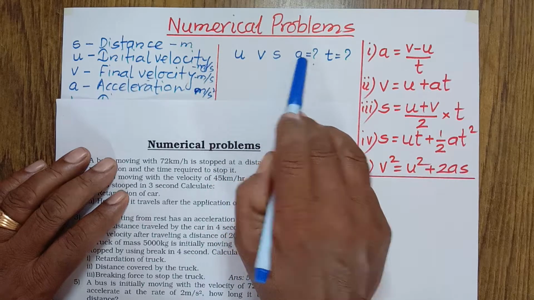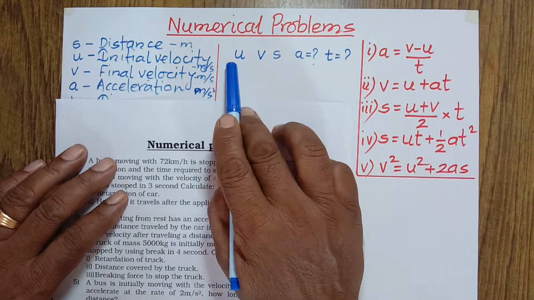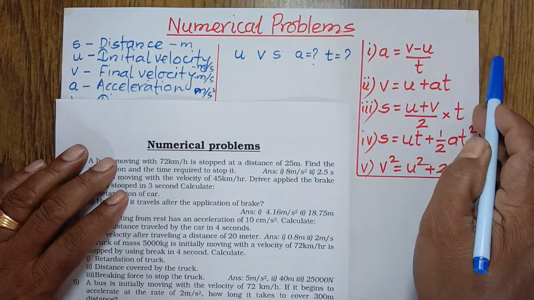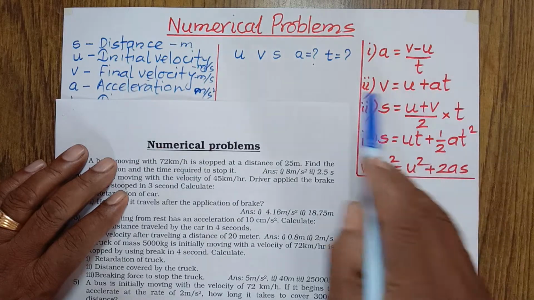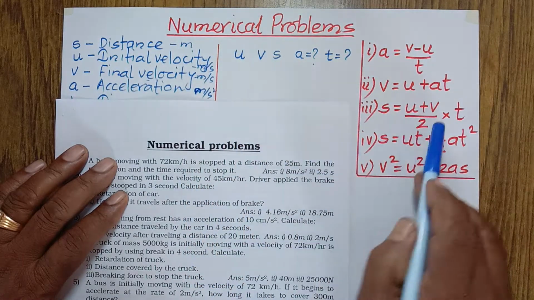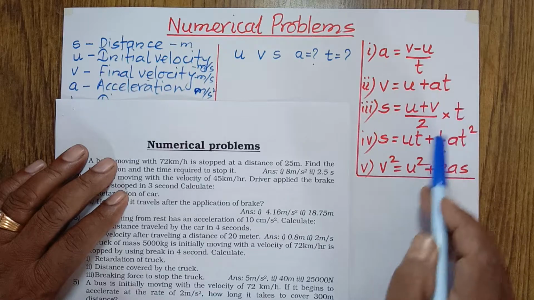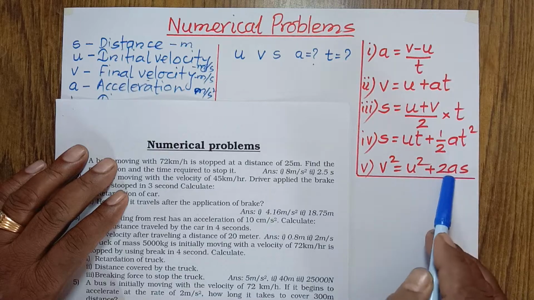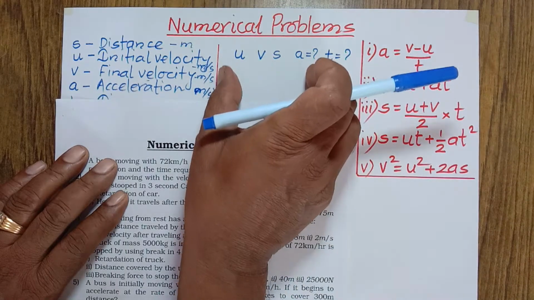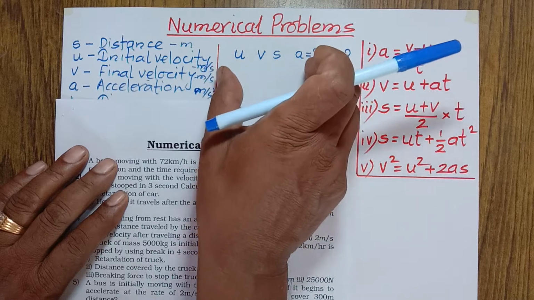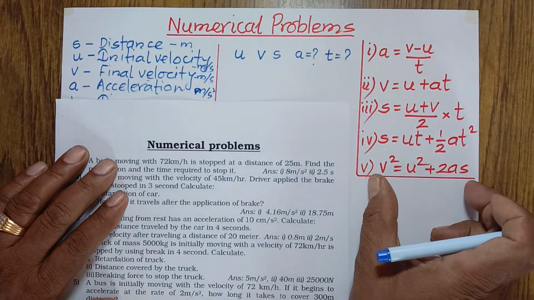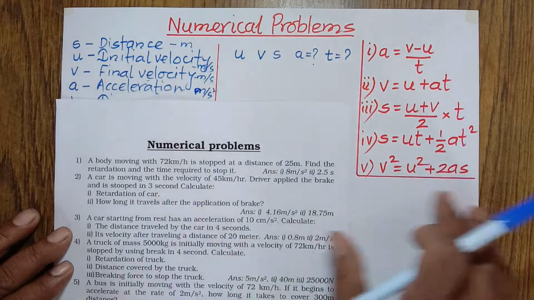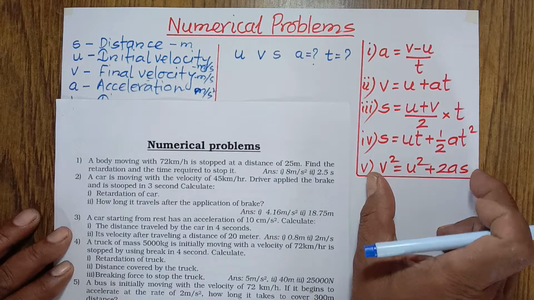U, V, S, A. Now select an equation which contains U, V, S and A. In equation 1, S is missing. In equation 2, also it is missing. Now in 3, there is no A. Here in 4, U, V is missing. And here, U, V, S, A, all 4 which we have to use here are present in the 5th equation. So to solve this numerical problem, we are using this equation.